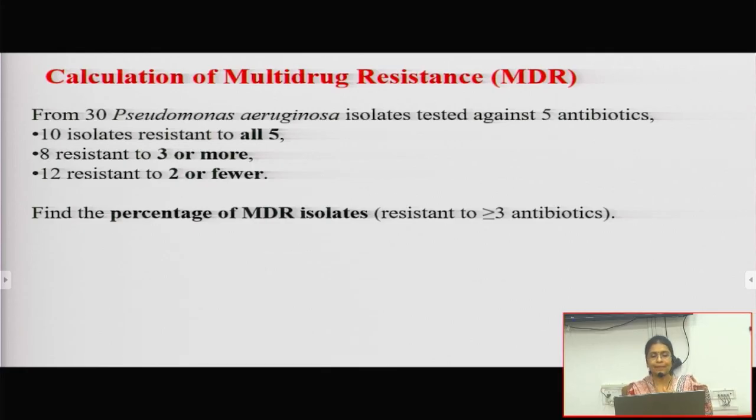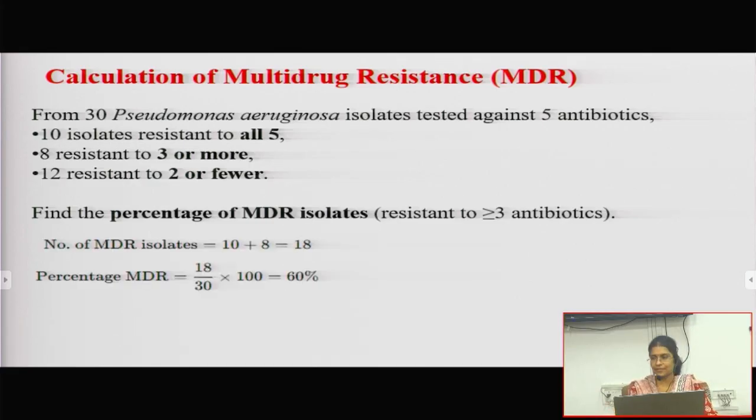Find the multi-drug resistant isolates. Find the percentage of isolates having multi-drug resistance. How did you get 60? 60% is an answer I got. I'm not sure it is right. Any other answers? Resistant is if it is greater than or equal to 3 antibiotics. Any other answer? Okay. All right. So we freeze that at 60. But here, this is an example wherein we have taken one bug and are testing it against different antibiotics.